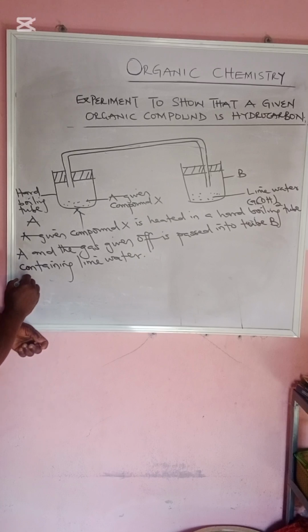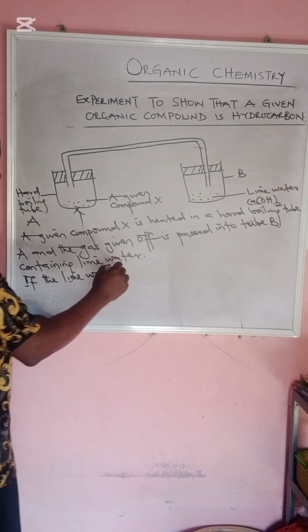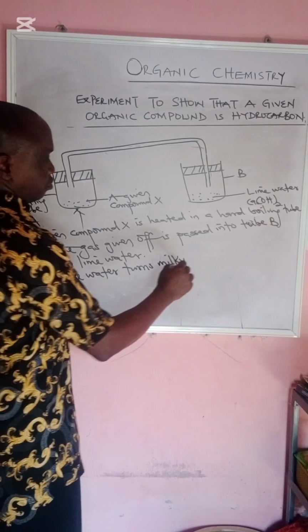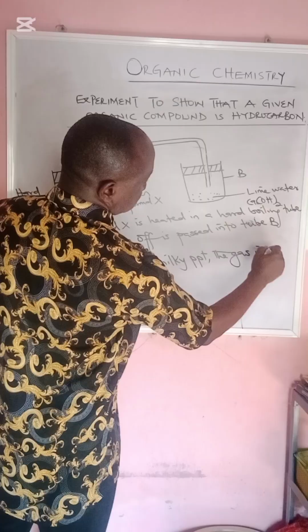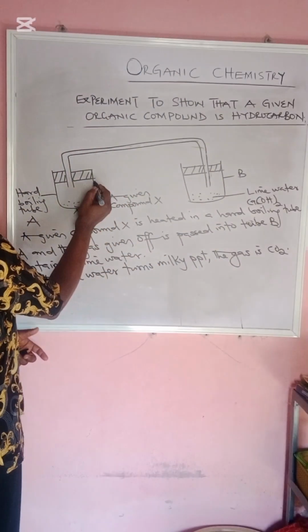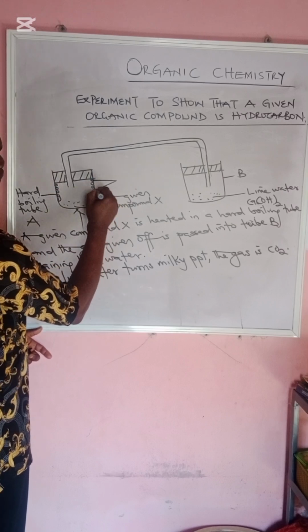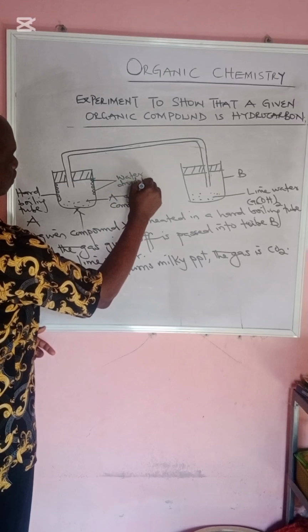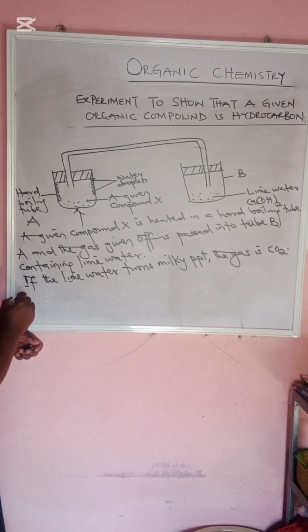So if the lime water turns milky, a precipitate forms, the gas is CO2. Then at the cooler end here, you see water droplets.